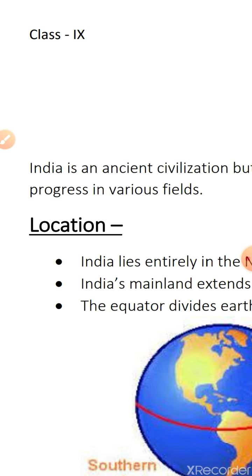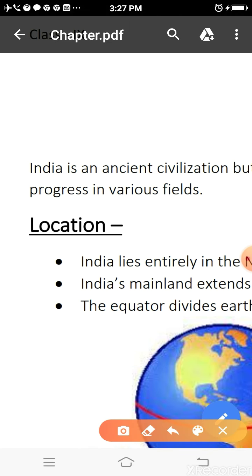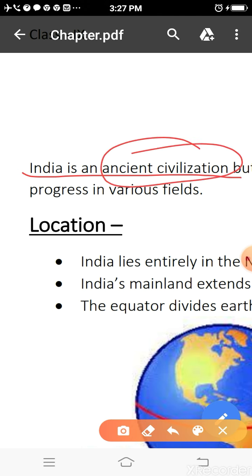So children, full of energy, now we are going to enter the first chapter of geography. In this, the first line written is that India is an ancient civilization. Ancient civilization means that it is an origin point for other civilizations. You may have heard about the Indus Valley civilization or Harappan civilization. Yes, definitely you must have heard about it.